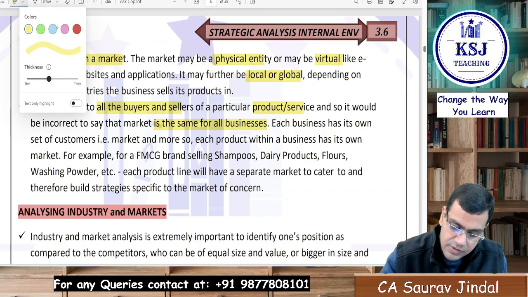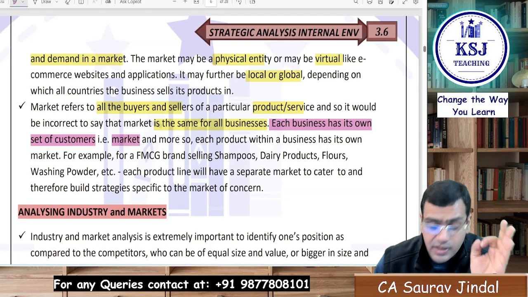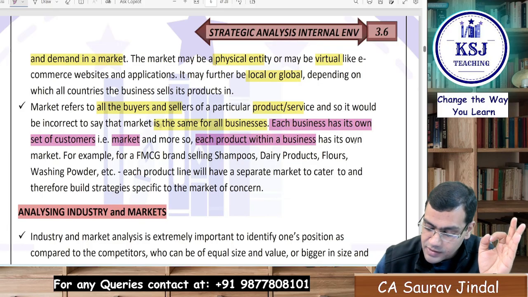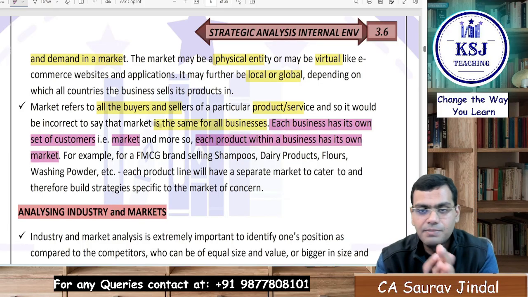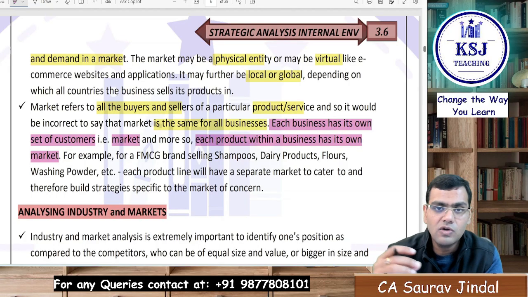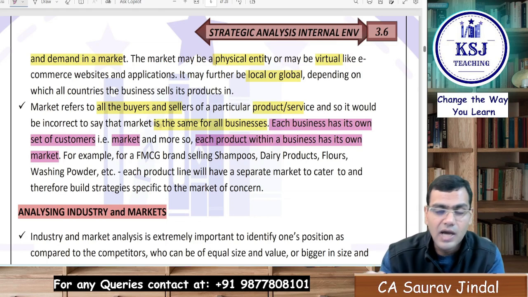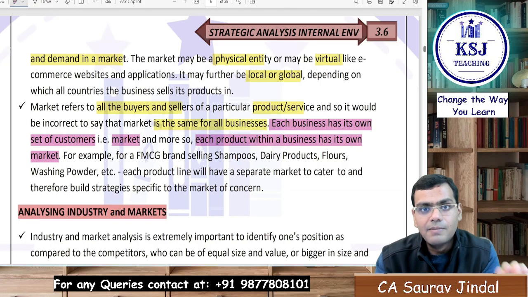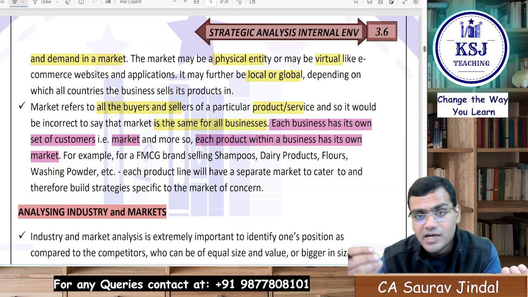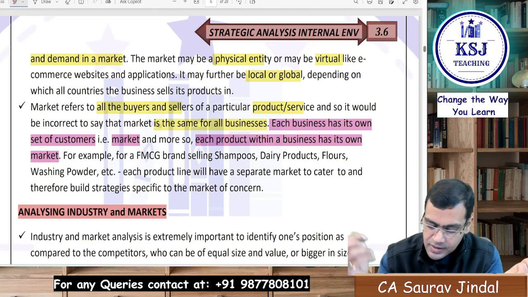Now see here what he's saying. He says each business has its own set of customers, that is the market, and more so each product within a business has its own market. Every business has a separate market, and in case a particular business deals in multiple products, like I am selling mobile phones and also apparels, I will have a different market for the mobile phones and a different market for the apparels. My strategy will be different for the mobile phones and different for the apparels. My customer base is different for both the products. So that is what he is saying.